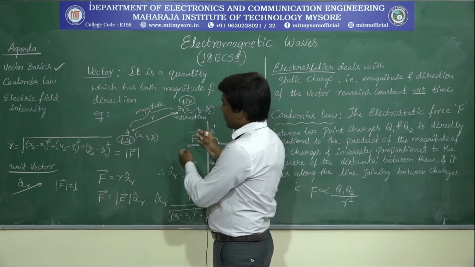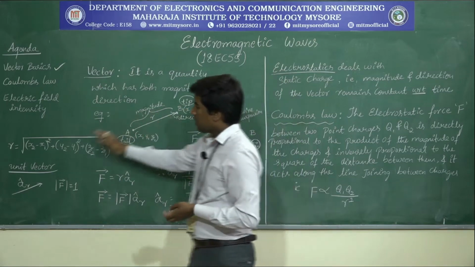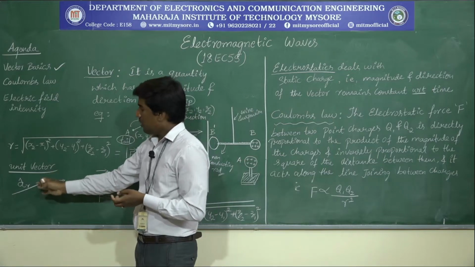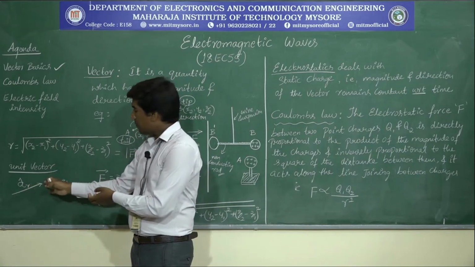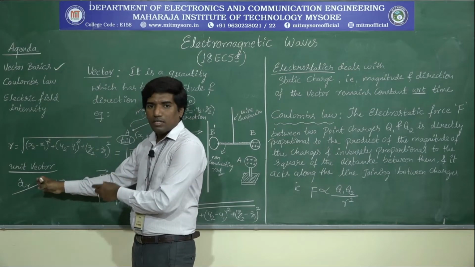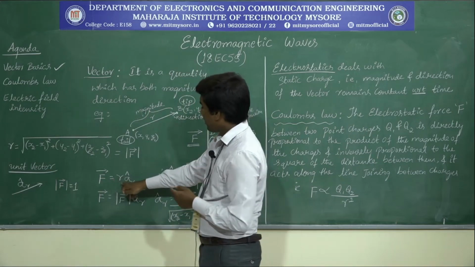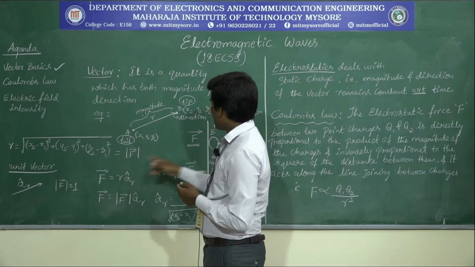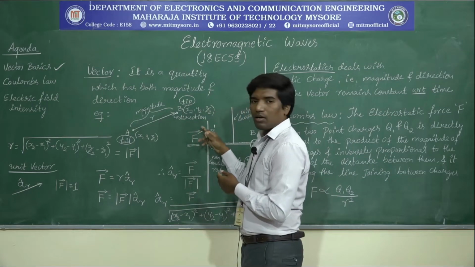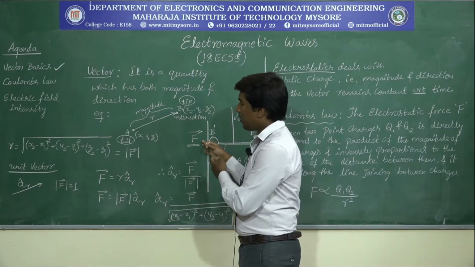Coming to the direction, how can the direction be estimated? Direction can be estimated by using a unit vector. What do you mean by unit vector? A unit vector is a vector which gives only the direction of a given vector, because the unit vector magnitude is always 1. A vector is represented by the symbol F with an arrow mark on top of the alphabet. This is the symbolic representation of a vector.